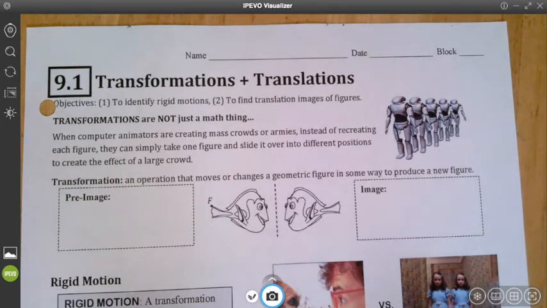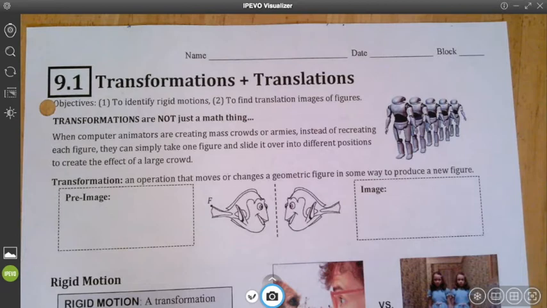Chapter 9 focuses on what are called transformations, which are movements. They're changes to an object. And 9.1 is specifically focusing on translations. Now, in language, translation usually means changing a word from one language to another or changing a concept from one language to another. In math, translation is moving something from one place to another.